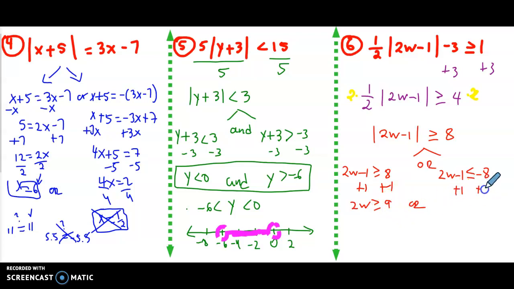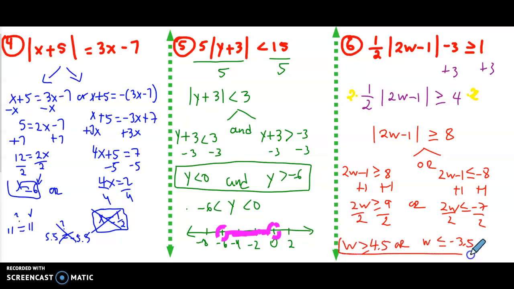So now I'm solving to get w by itself. That's my goal. And then I divide by 2, and it looks like I'll have fractions here, and that's fine. It can happen. w is greater or equal to 9/2, which is 4.5, or w is less than or equal to -3.5. Now, this is not an "and" problem, so I cannot rewrite this. This is what it is. I can still go and show it on the number line.